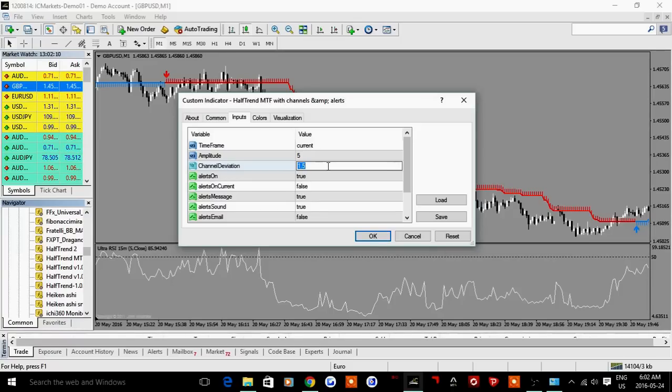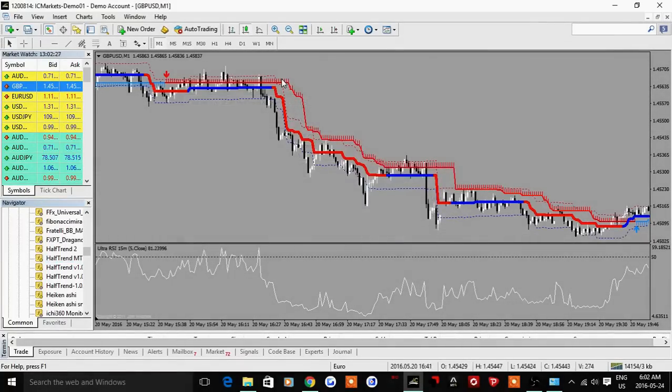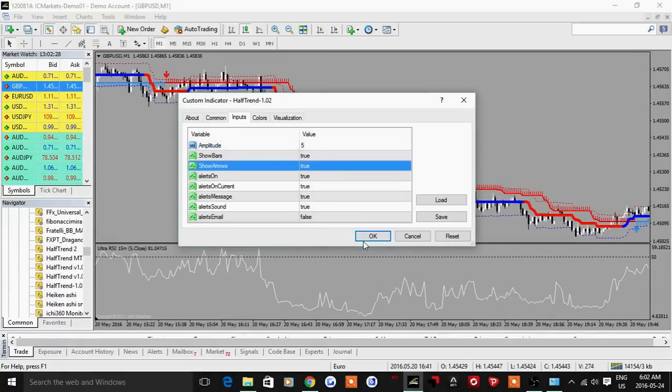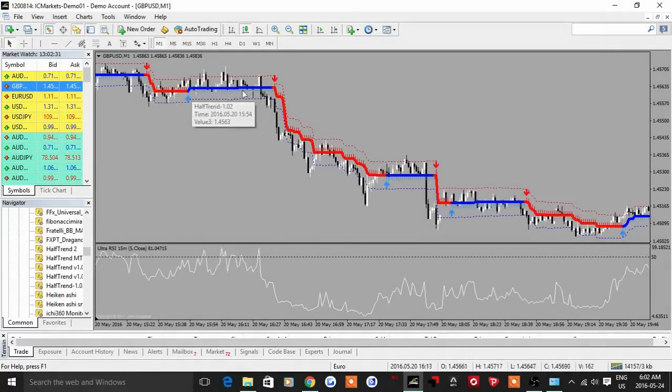I would use 3 for the pairs which move a lot and have spikes, which would be GBPJPY, GBPCAD, pretty much GBP crosses or Euro crosses. So you should use it, but let's put 3 on all and let's see. And let's turn this to 5 too, okay? So you can see the half trend is same, signals are same, but then it has a channel around it. That channel is a good support and resistance.